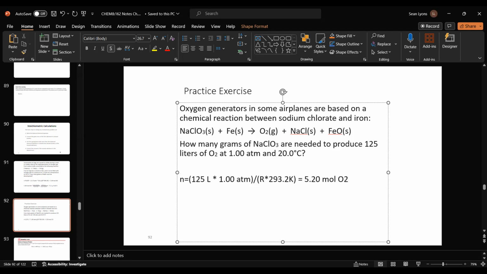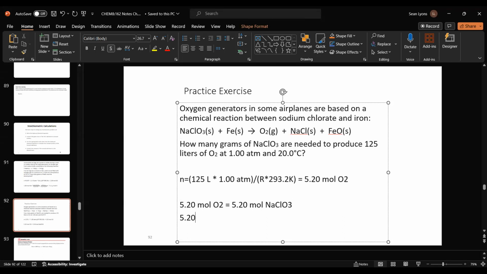So that's how much oxygen's going to be occupying that 125 liters at that temperature and pressure. But we want to figure out how much of the sodium chlorate is needed to produce that amount. So again, we're going to use our chemical equation, use those stoichiometric coefficients. And if we think about it, we've got 1-to-1 for all of those different substances. So if we had 5.20 moles of oxygen being produced, we would need 5.20 moles of the sodium chlorate to start.